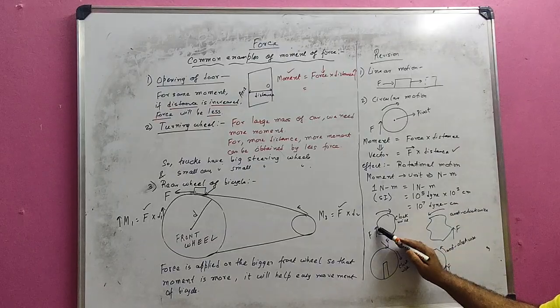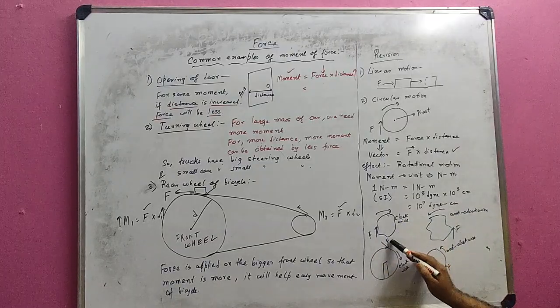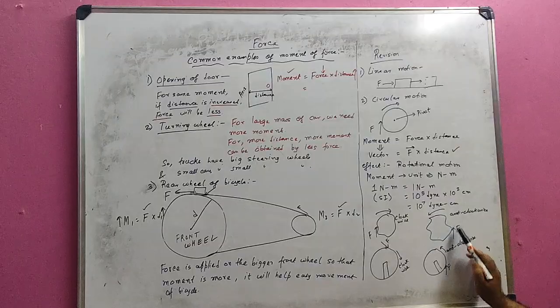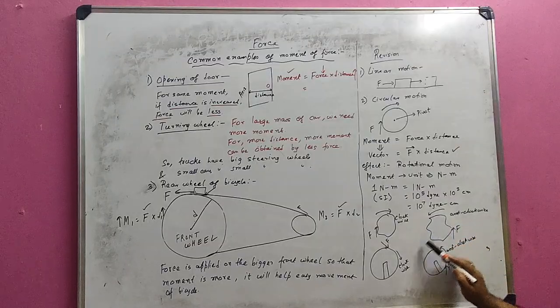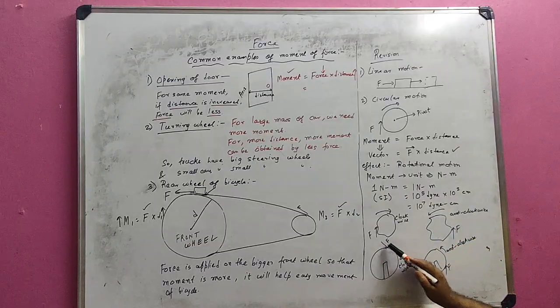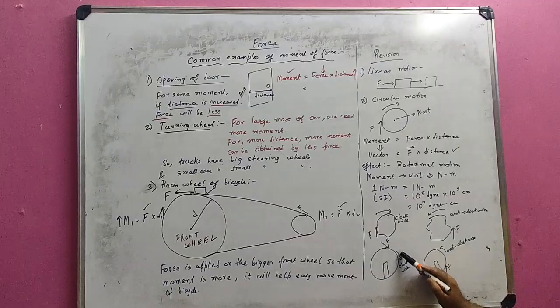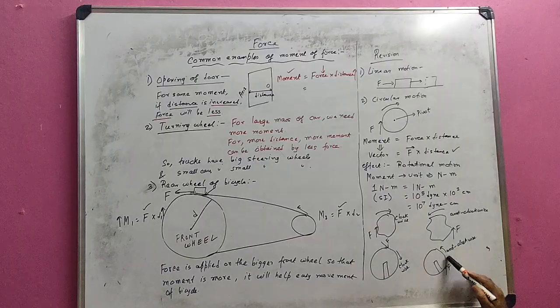If the force is given on the left hand side, it can move the body in a clockwise direction. If it moves in this way, it can move it in an anti-clockwise direction. We can change the direction of force. If it is here, it will move it clockwise. It can also make it an anti-clockwise rotation if the force is given here.